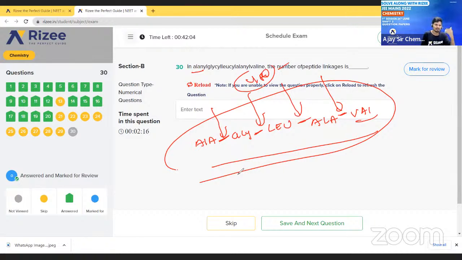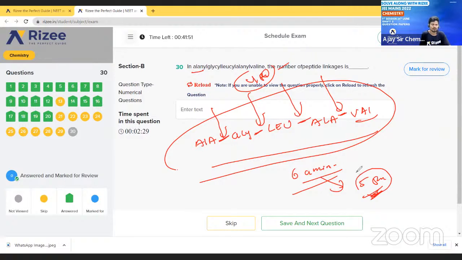If they give 6 amino acids, what do we have to tell? 5 peptide bonds. So it is one less. If they give 7, then 6 peptide bonds. If 8 amino acids are there, then 7 peptide bonds. If 100 amino acids are there, then 99 peptide bonds should be there. Very simple. See here, 5 amino acids means 4 peptide bonds. So 4 is the correct option.